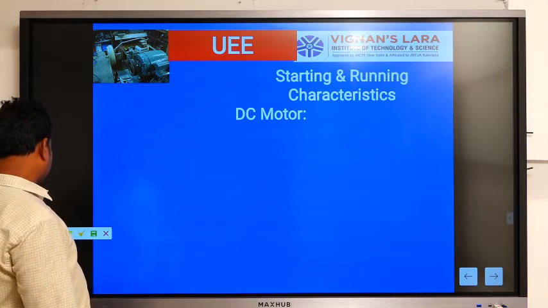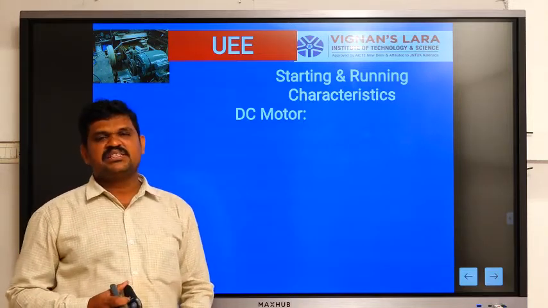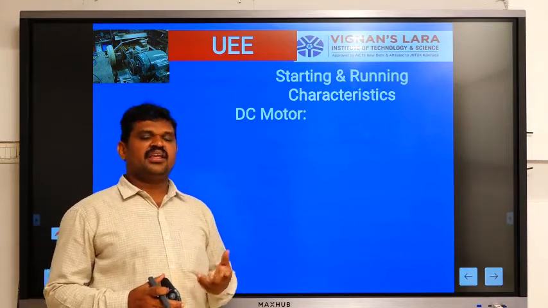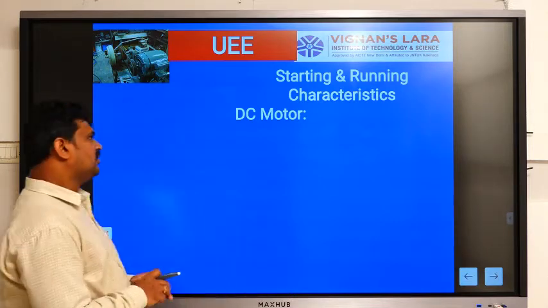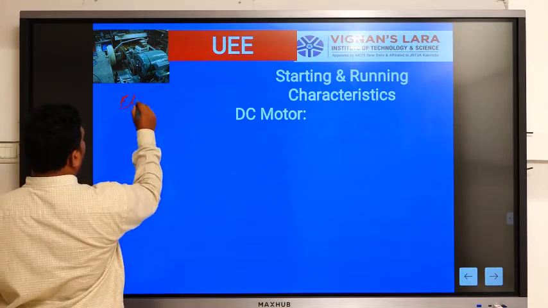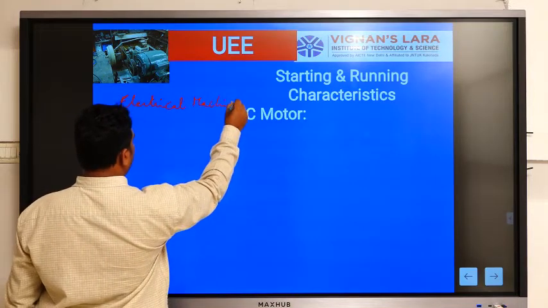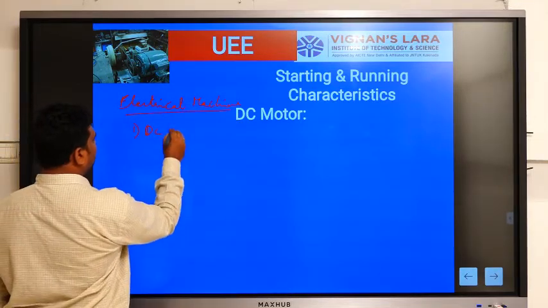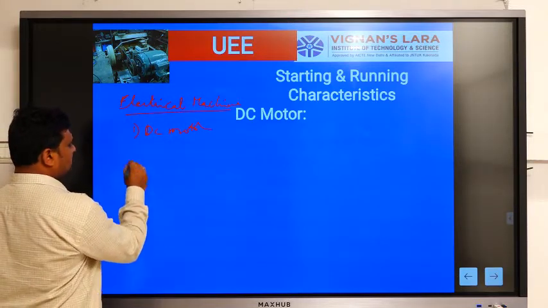Later I want to explain the electrical characteristics, meaning we concentrate on the running and operating characteristics and speed control of the machine. Normally electrical machines are of two types, as you know very well. The first one is the DC motor. The second one is the AC motor.